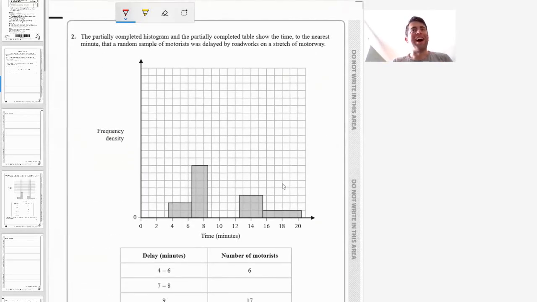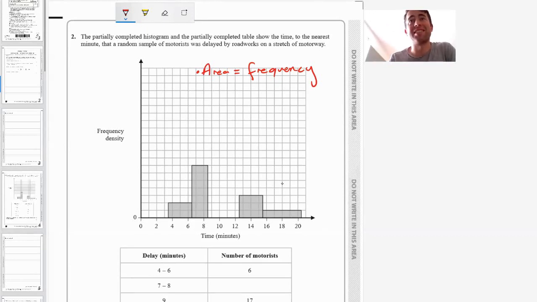Question 2. I really like this question because it's just like a bit of a puzzle. A couple of things about histograms first. Remember that in a histogram, the area equals the frequency. So the area of each bar gives the frequency within that bar. And that is why frequency density is labelled up the side instead of frequency.